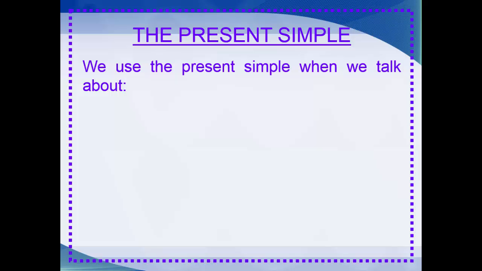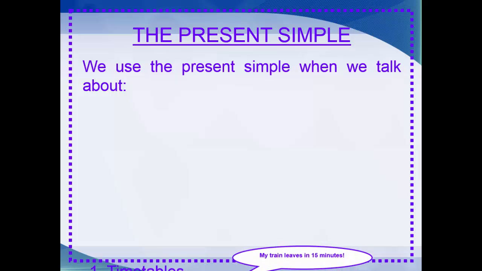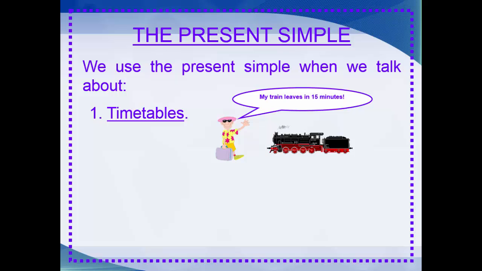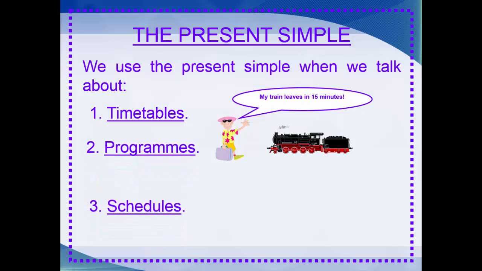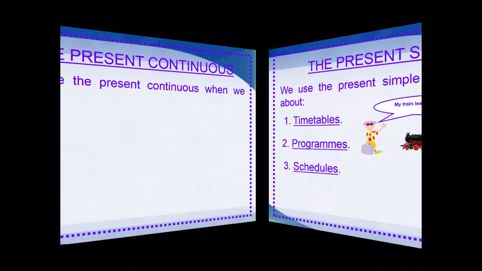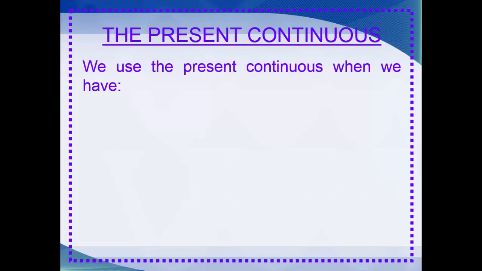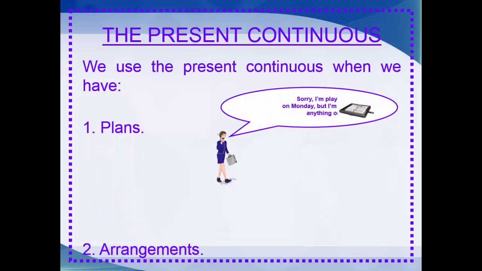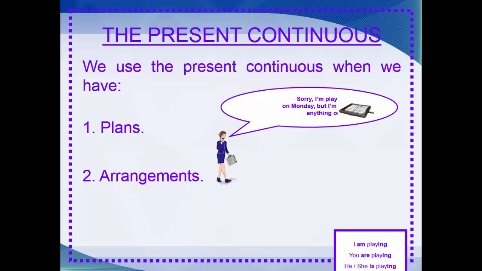The present simple. We use the present simple when we talk about timetables. Those are the fixed timings for trains, planes, opening and closing of shops, beginning and ending of our work times. Programs, schedules. The present continuous. We use the present continuous when we have plans or future arrangements.